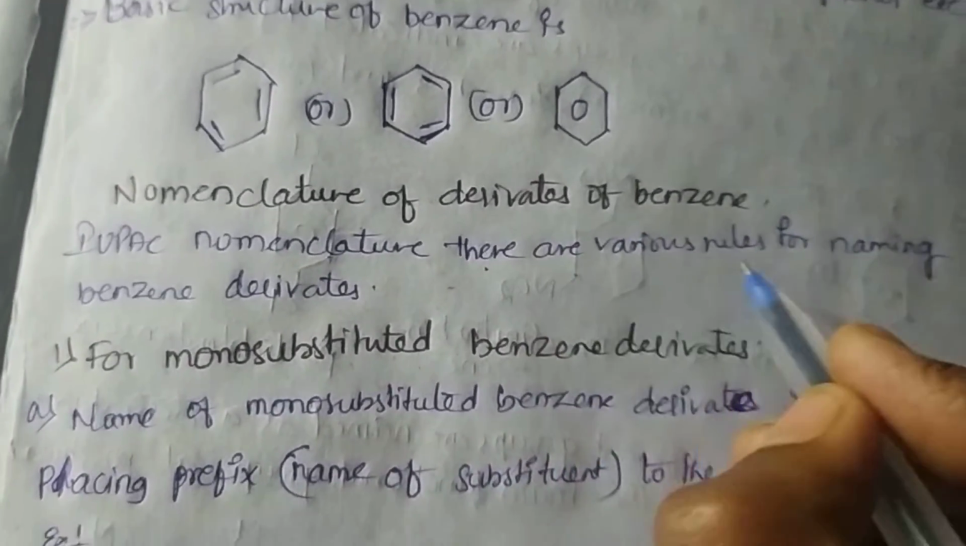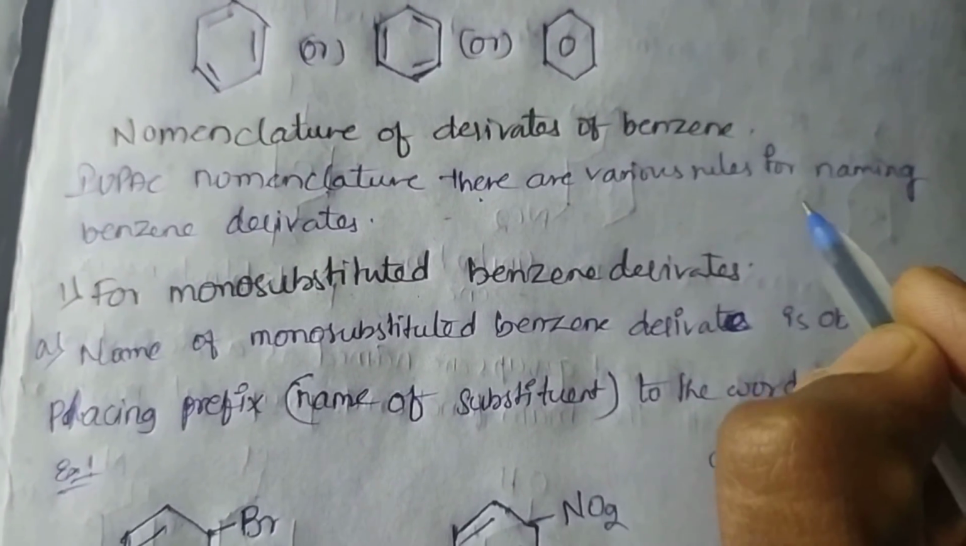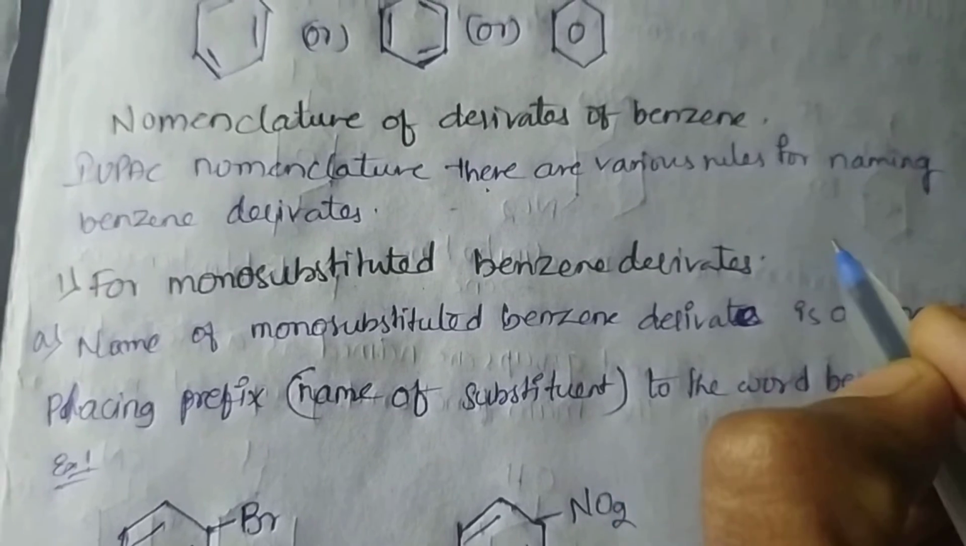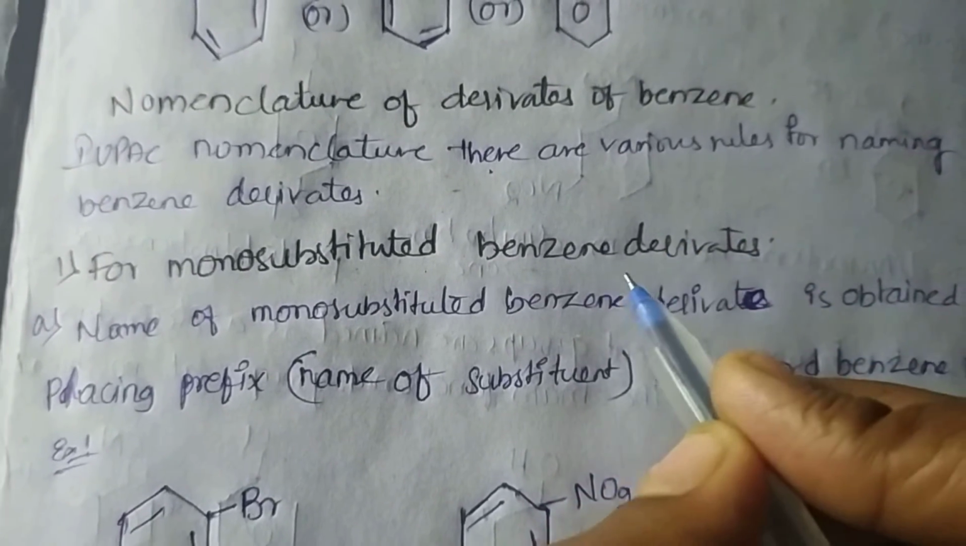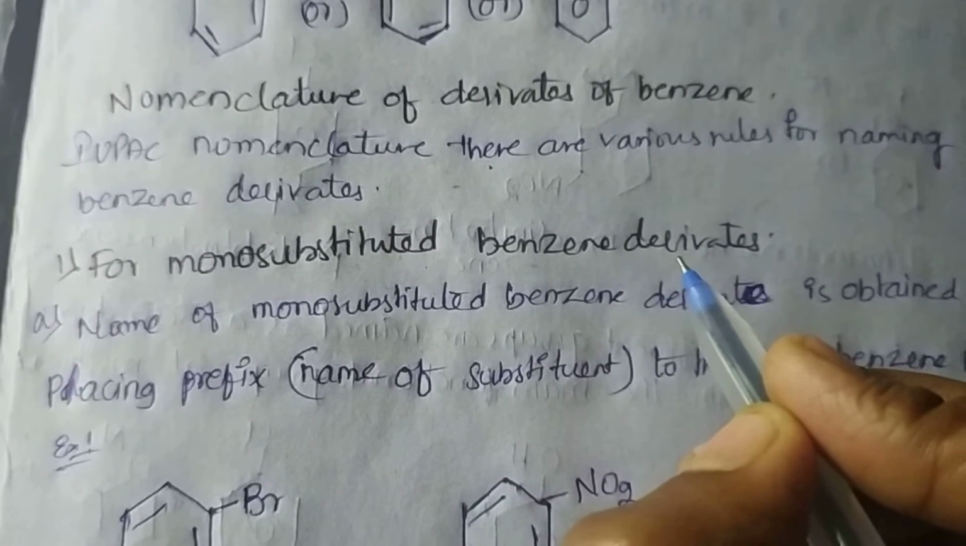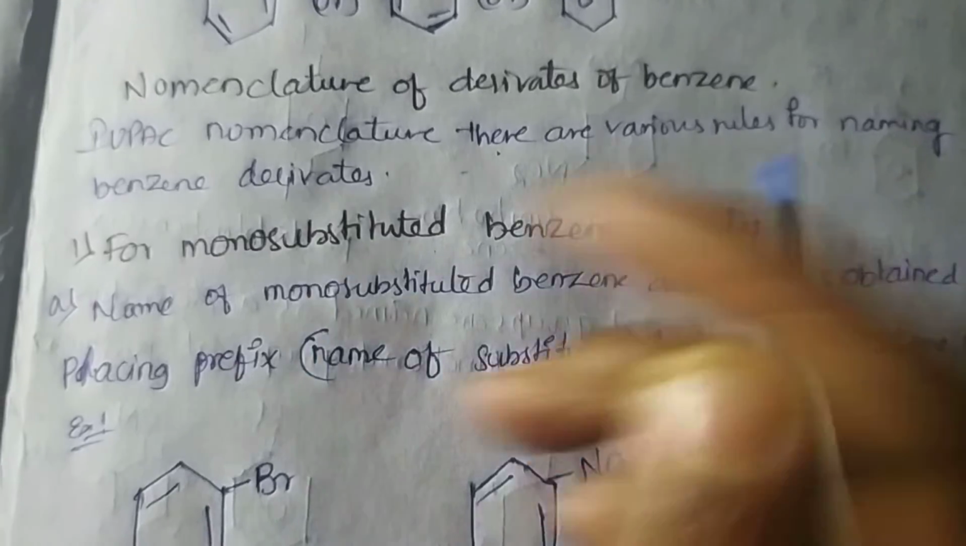Nomenclature and derivatives of benzene. For every compound, we should give a name to the compound. So we must follow some rules. Those rules are called IUPAC rules. IUPAC is nothing but the International Union of Pure and Applied Chemistry.